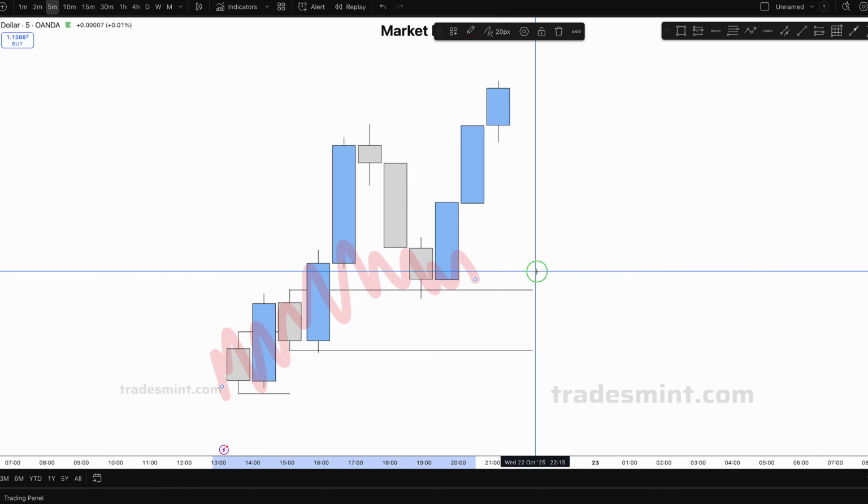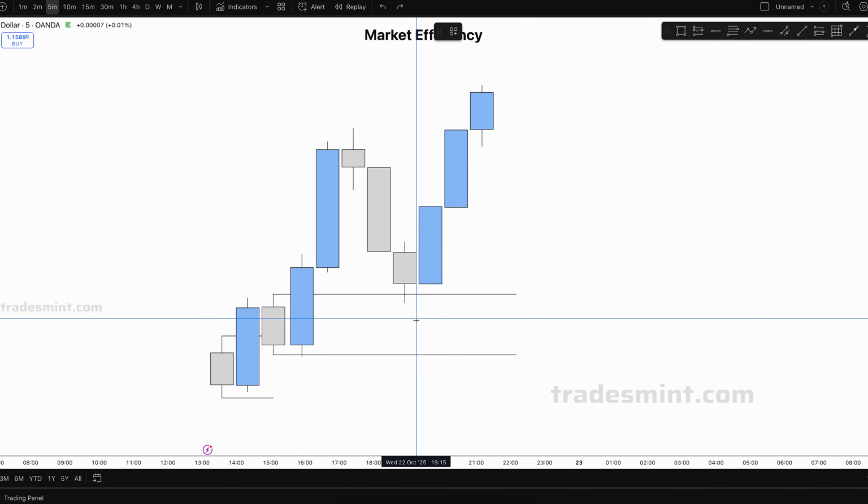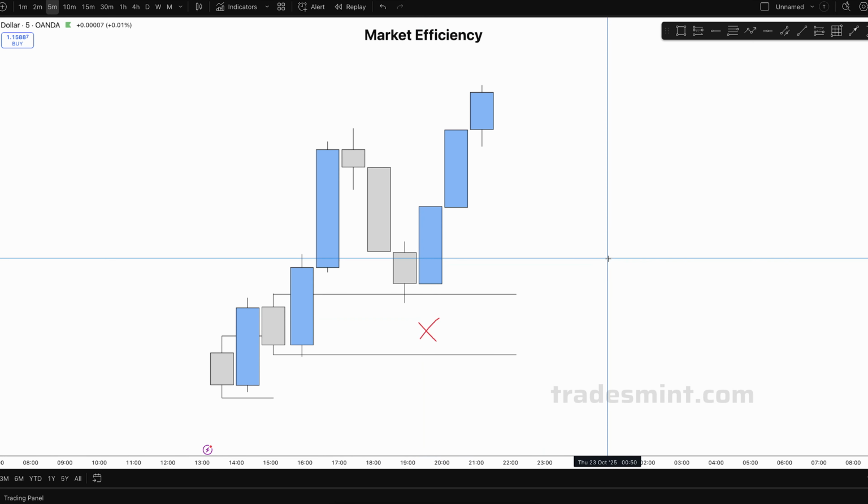It's efficient. Now, there are two ways we then approach this. The first is we do not, under any circumstances, trade out of an efficient range.